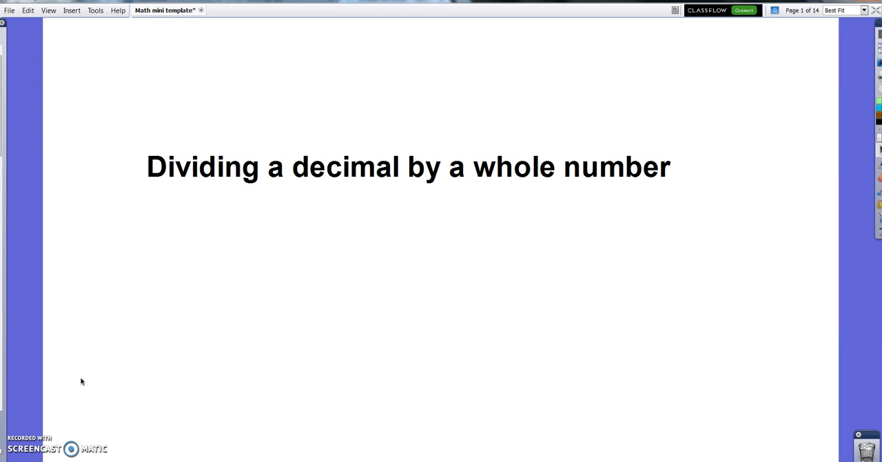So today we're going to divide decimals by whole numbers. If you want to pause and write down that title, and when you are ready to go, unpause and continue.